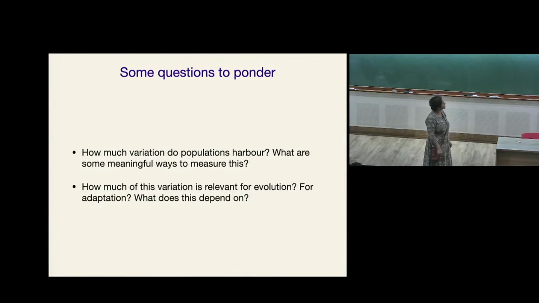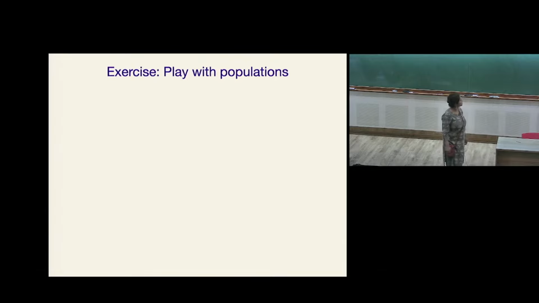How much of this variation is relevant for evolution? How much of it is relevant for adaptation? And what does this depend on? And the hope is that during the course of the next few days, you'll at least get the tools to think about it and have an idea of what factors are important to be able to answer these questions, okay? And so, like I said, this is just something to think about.